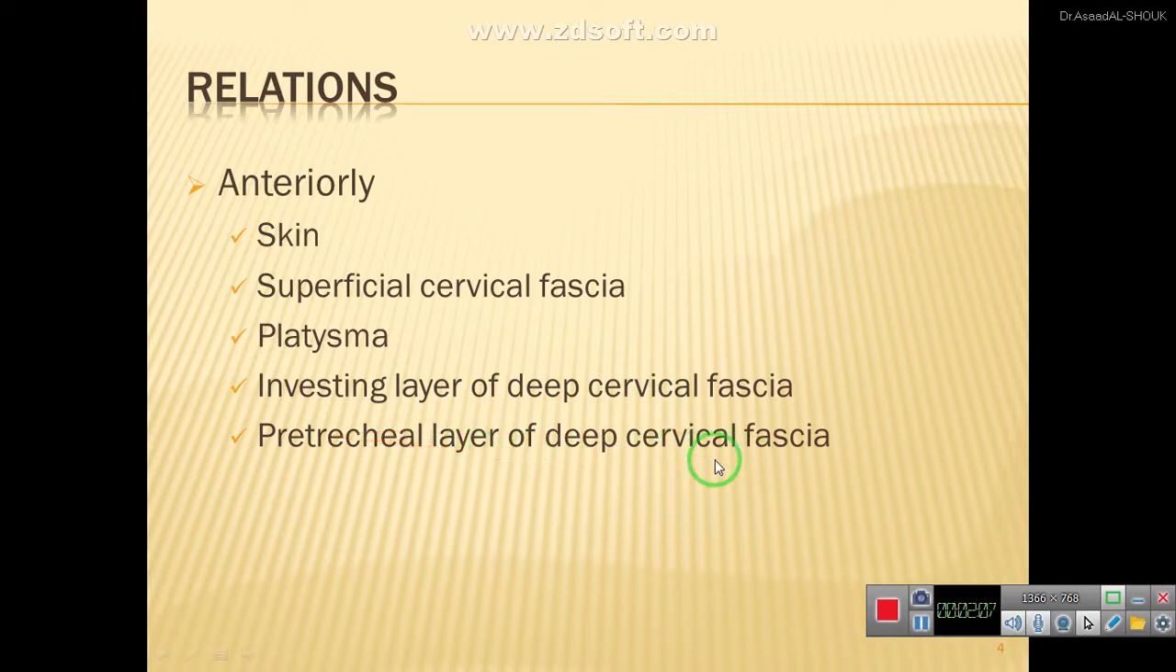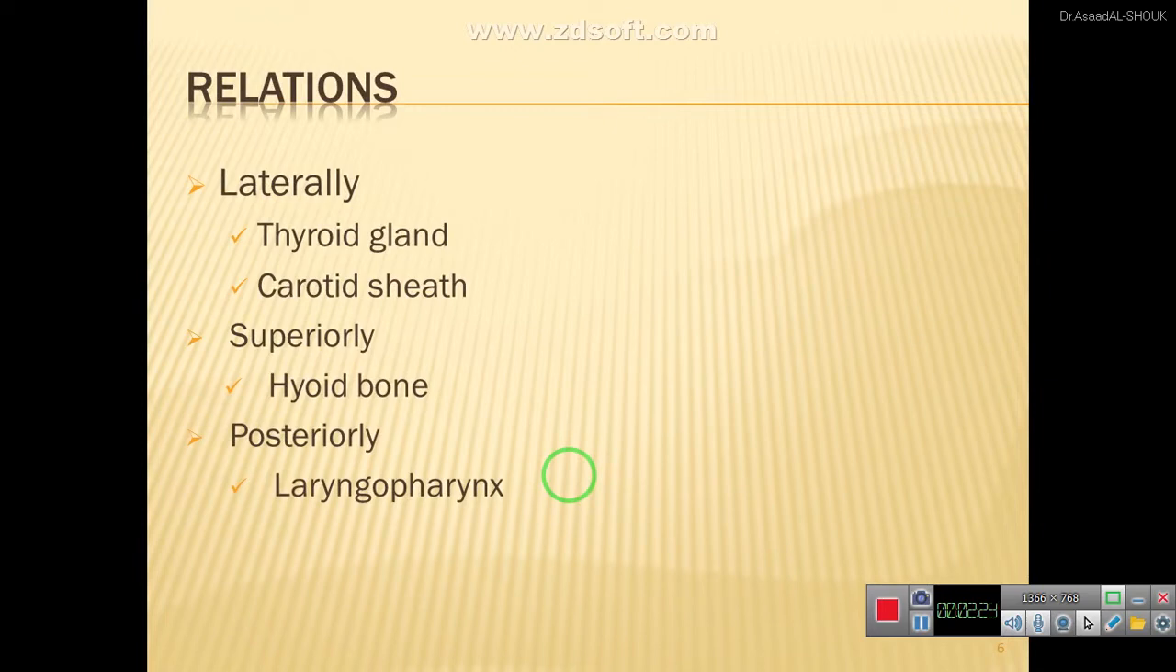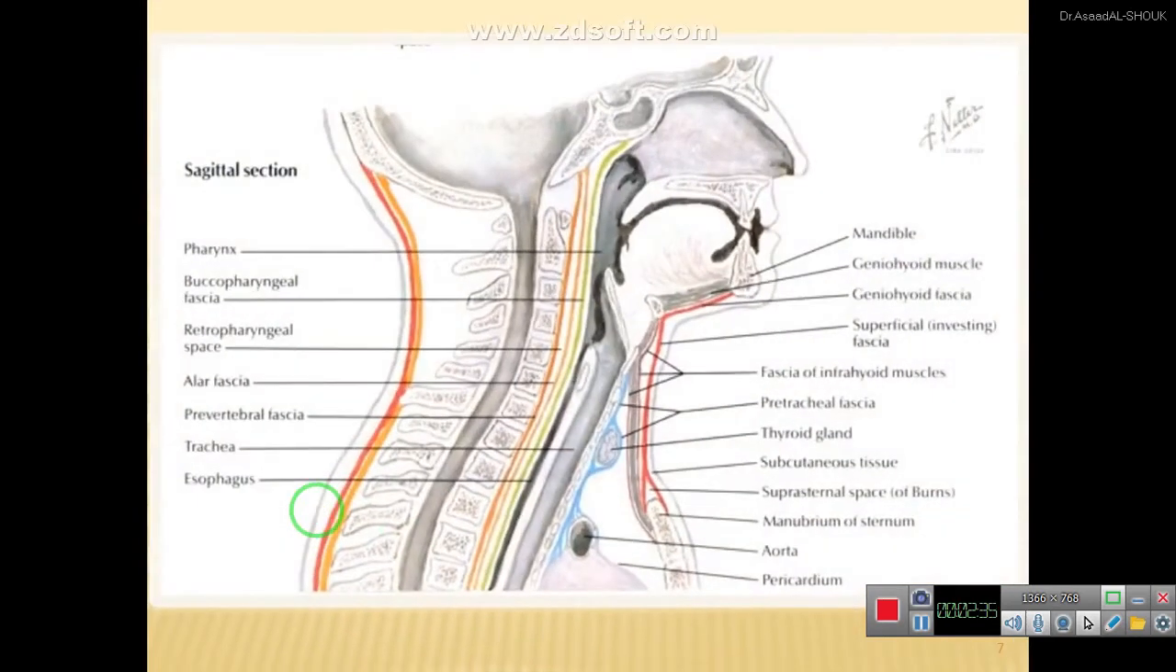In the next slide we will see the fascial sheath of the neck, sorry. Also anterolateral relation, we have a number of muscles: sternocleidomastoid muscle, sternohyoid, sternothyroid, thyrohyoid and omohyoid muscles. Laterally we have the thyroid gland, carotid sheath. Superiorly we have the hyoid bone, as we mentioned before, and posteriorly we have the laryngopharynx.